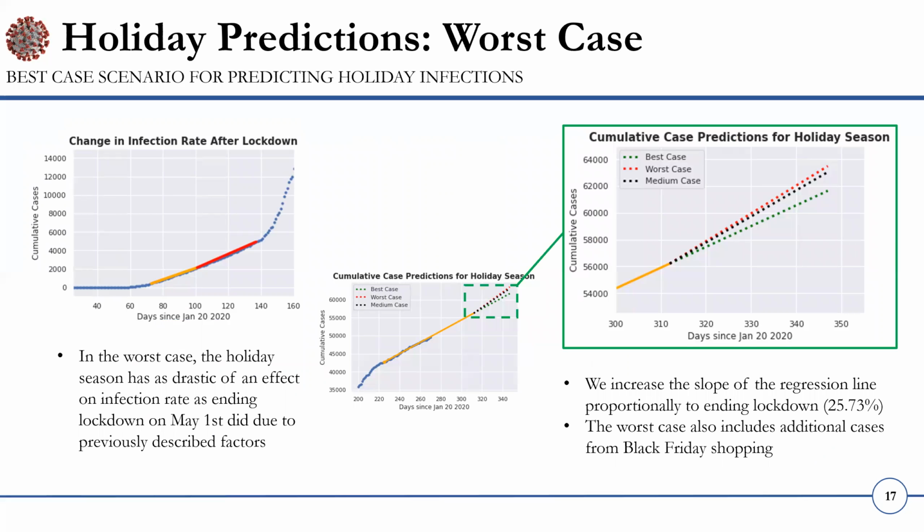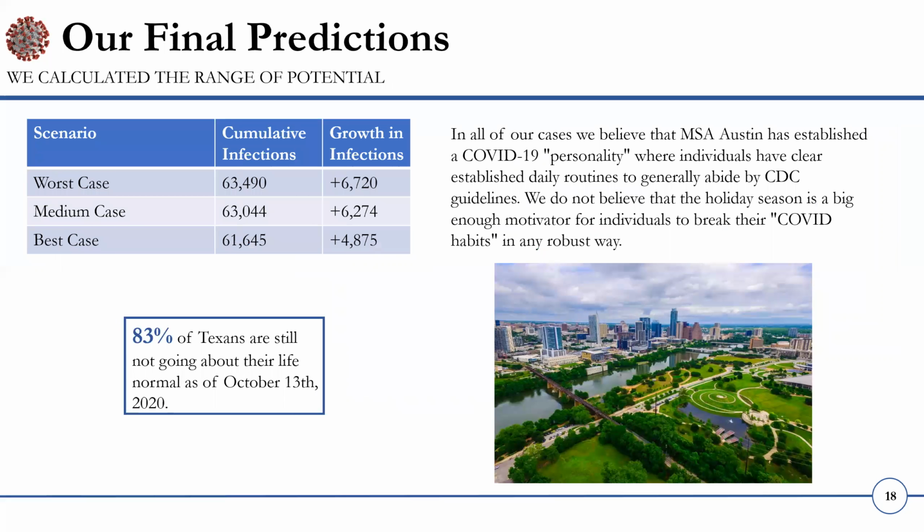In the worst case, the holiday has a similarly drastic effect on infection rate as ending the lockdown on May 1st did, based on all the previous factors that Sitara and Alex described. To quantify the increase in infection rate, we looked at the increase in slope, which was 25.73%, and we applied this to our slope. The worst case also includes 446 additional cases from the increased shopping. So in our worst case, we have an increase of infections of 6,720.